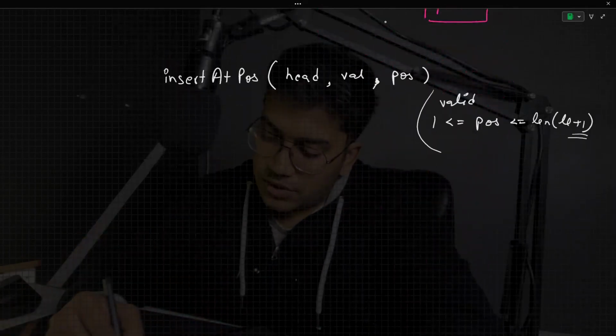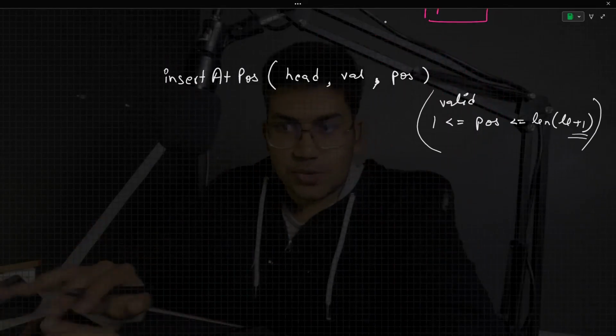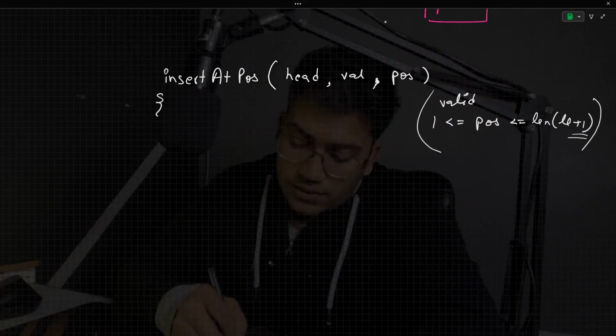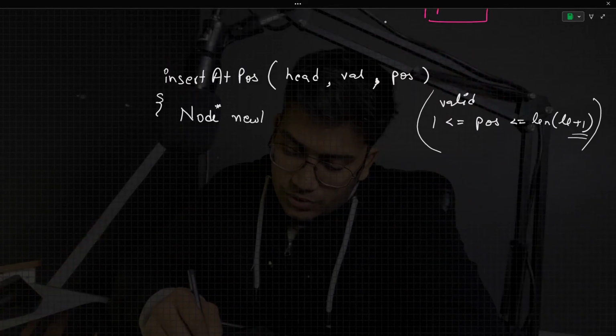Now assume this to be valid. I'll just assume that it is not written there. So the very first thing, whenever you have to insert a node, is that you have to create a node. So let's say Node star newNode.